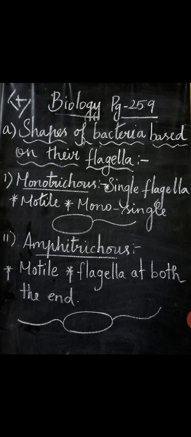The best example for this monotrichous is Vibrio cholerae. Next one is amphitrichous. They are also motile. A single flagellum will be present at both sides. It is called amphitrichous. And the best example for this amphitrichous is Rhodospirillum.